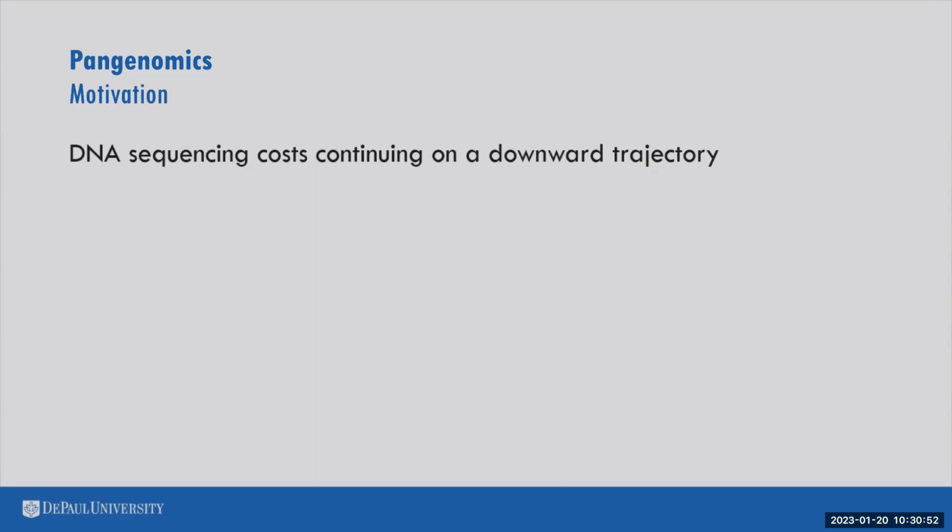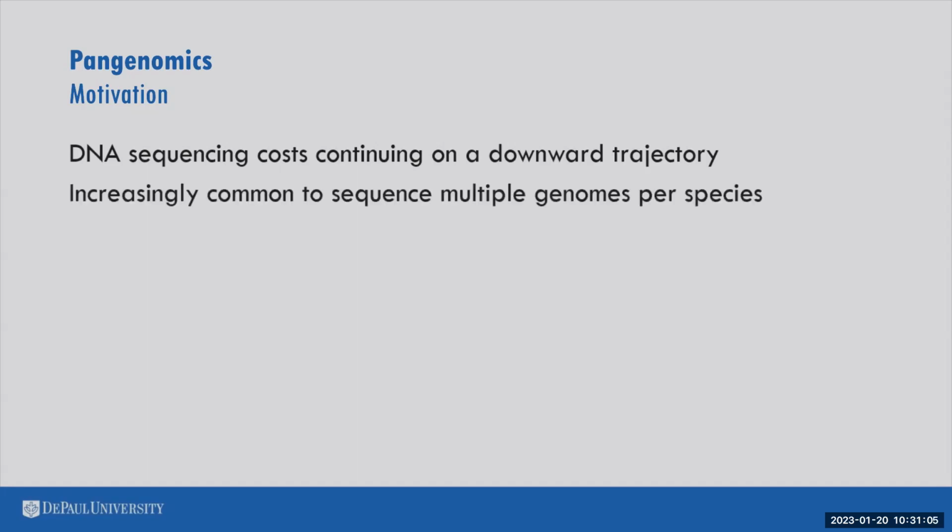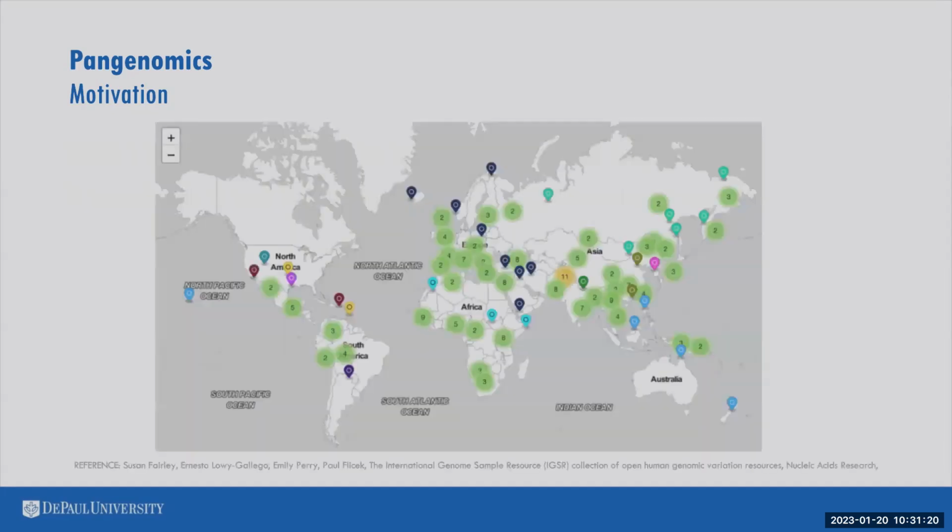We did see that DNA sequencing is becoming cheaper and high quality, right? The costs are going in a downward trajectory, as we saw in those plots. This has paved the way to sequence multiple genomes per species. There are several genome consortia that are generating multiple genomes for the same organism.